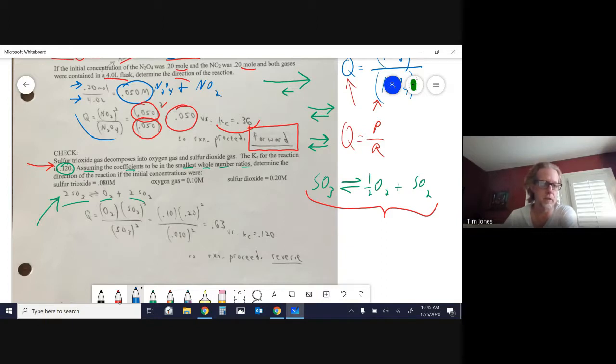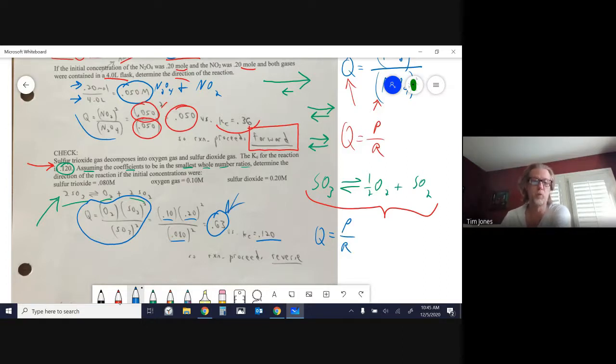So based on the reaction, here's my Q expression. Products over reactants. Coefficients become exponents, plugged in the numbers that were given. This time we get 0.63, comparing that to the Kc of 0.120. In this case, again, Q is products over reactants. Since this number is bigger, that means we have too much product. So this reaction is going to go in reverse until it gets back to equilibrium.